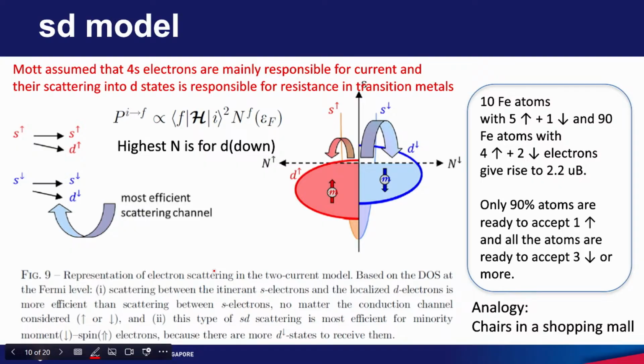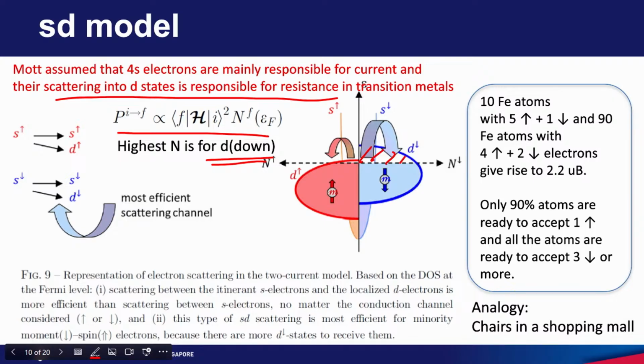So, the scattering of s electrons into d state is responsible for the resistance behavior. Okay. So, it is given by this Hamiltonian, the scattering probability of some electron getting scattered from S into D state, and this is highest for the spin down electrons. To understand this one, you can look at this picture, you can see that there are more slots for S electrons to get into. That is one way you can understand.